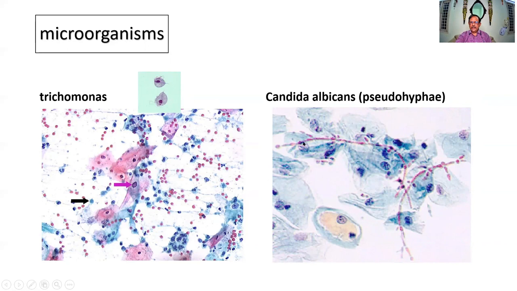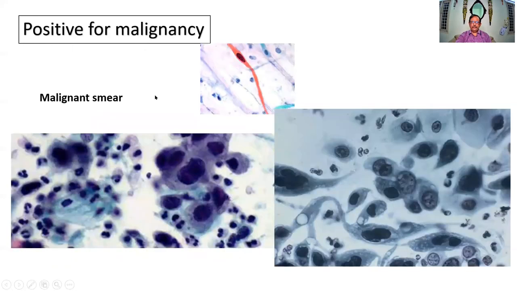Candida albicans. There are two types of this. One is a budding form, another is pseudohyphae. Here I find that there are breaks in it. That is because it is multiplying by the formation of pseudohyphae. Two organisms we shall remember.